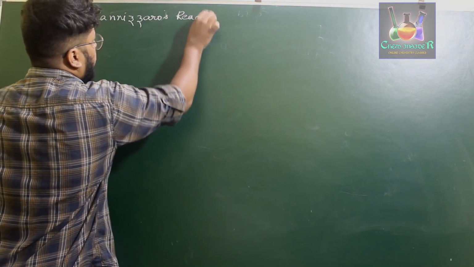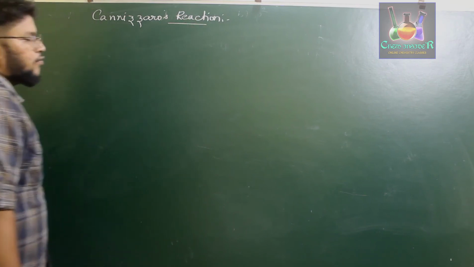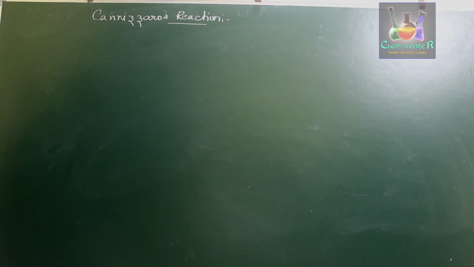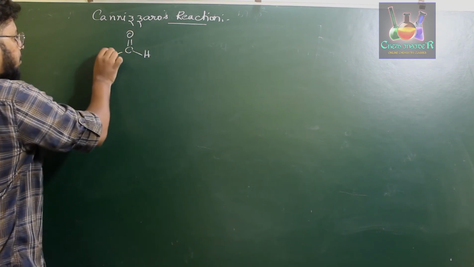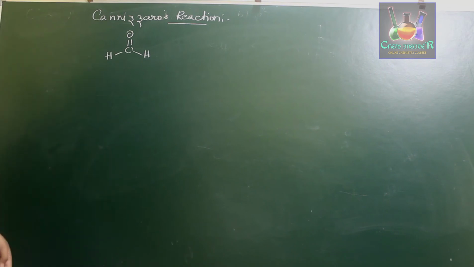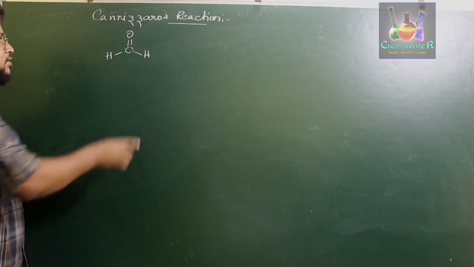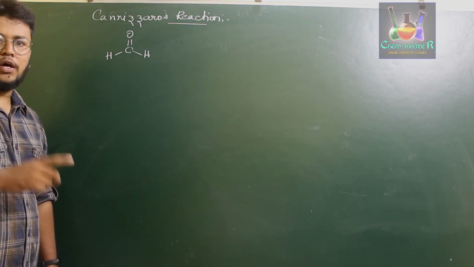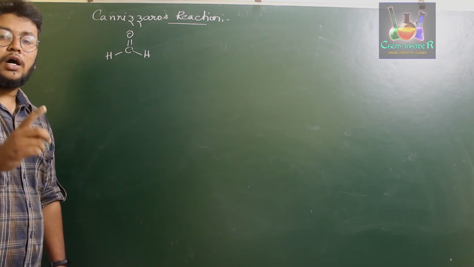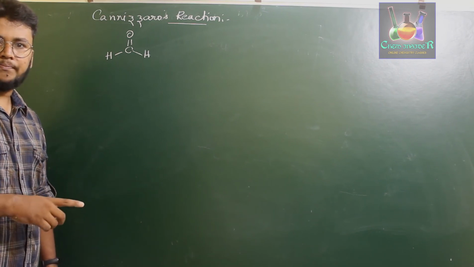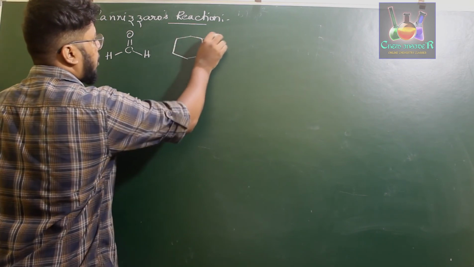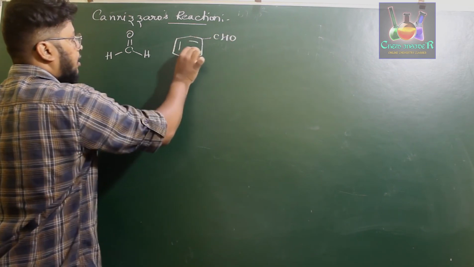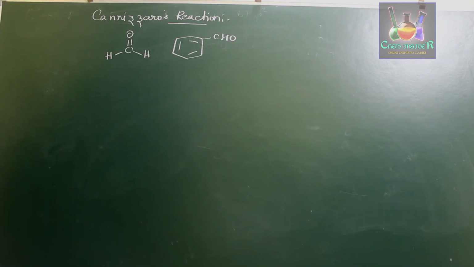In this reaction we are going to consider aldehydes which do not have an alpha hydrogen. For example, formaldehyde. This carbon is attached to hydrogen atoms, and clearly there is no alpha carbon, and so there will be no alpha hydrogen. Do not confuse this hydrogen as the alpha hydrogen. Alpha hydrogens are those which are connected to the alpha carbon itself, but not the carbonyl carbon. We can take one more example of aldehyde, benzaldehyde, which does not have an alpha hydrogen.